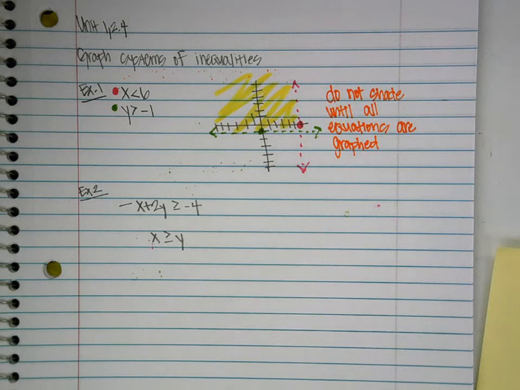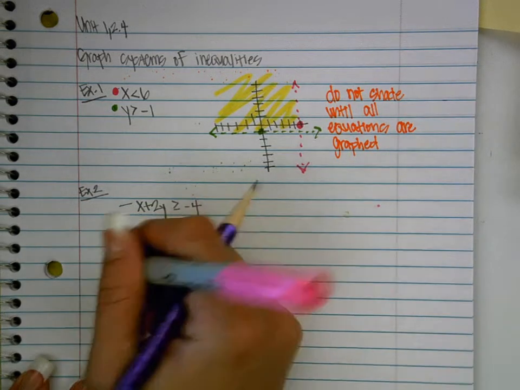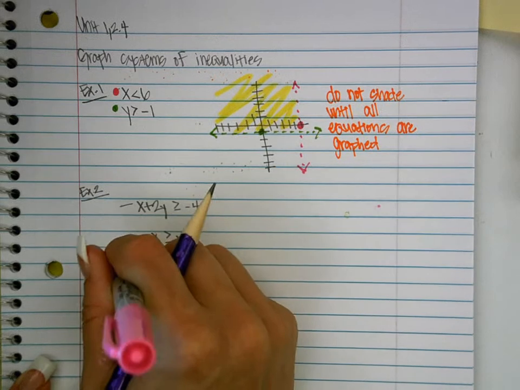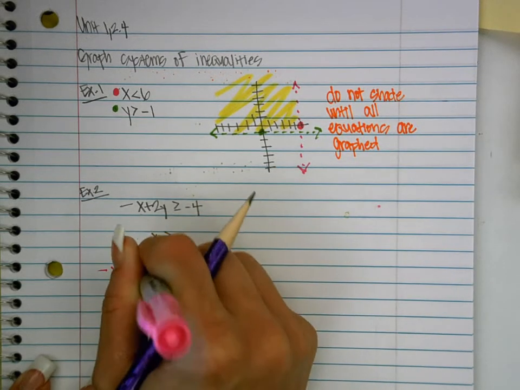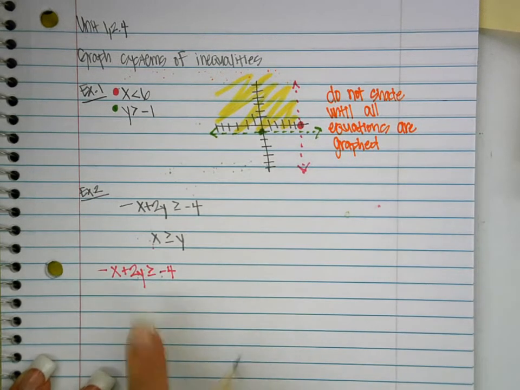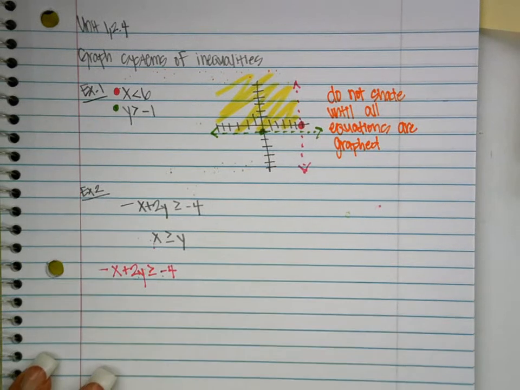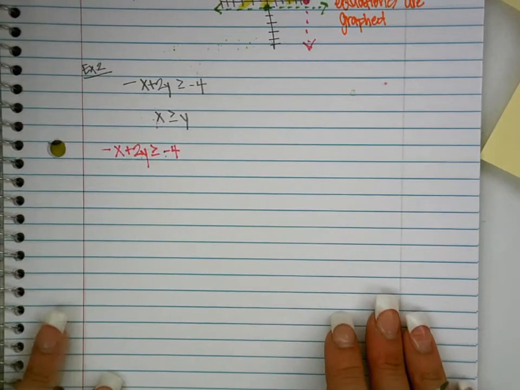Okay, negative x plus 2y is greater than or equal to negative 4, and x greater than or equal to y. So again, I'm going to use two different colors, so I'm going to actually rewrite this one in a different color. Negative x plus 2y is greater than or equal to negative 4. Can I graph this as it's currently written? Not really. Okay, what would I have to do first?